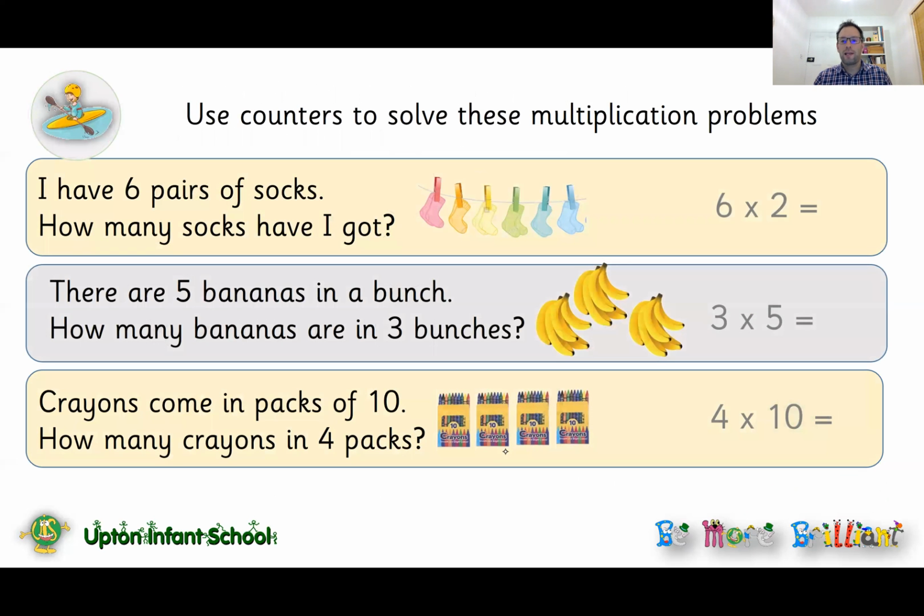Okay, welcome back, everybody. Let's just go through your answers. So for the first questions, if you did these, let's have a look. 6 times 2, well, that equals 12. 3 times 5, that's 15. 4 times 10 is 40. Well done if you got those right.